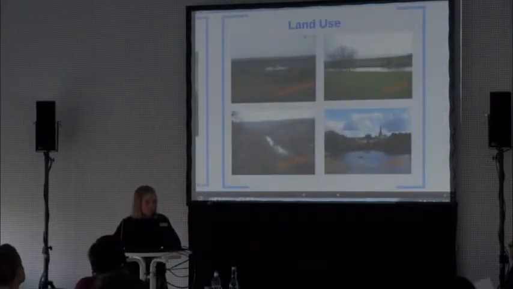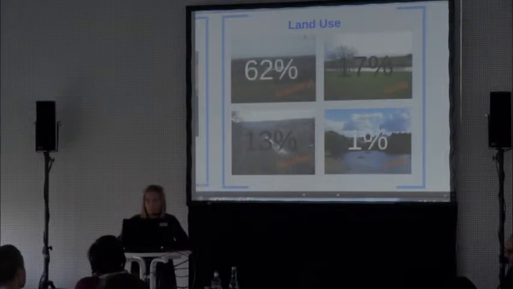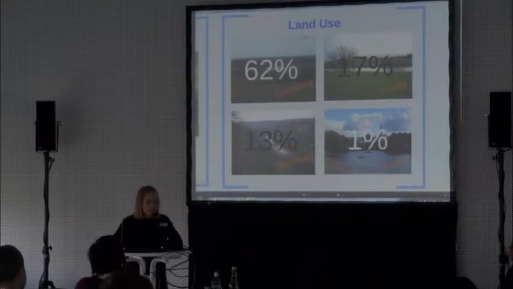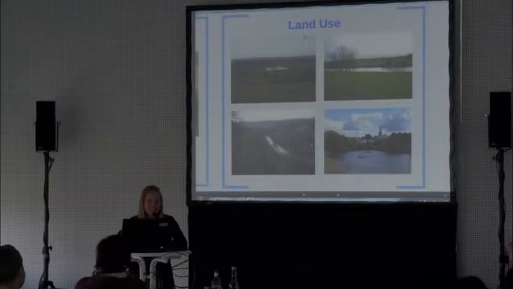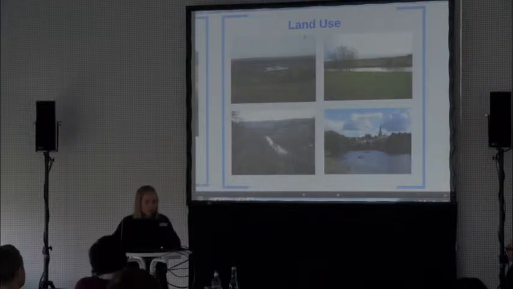So what did we find for land use? Well, we found that it was a predominantly rural area. And these figures are taken from the Centre for Ecology and Hydrology website, which is available to all. The bottom right-hand photograph is an example of one of the dramatic landscapes through this catchment. The river is deeply incised through the limestone plateau and the resultant steep wooded slopes result in cliffs.